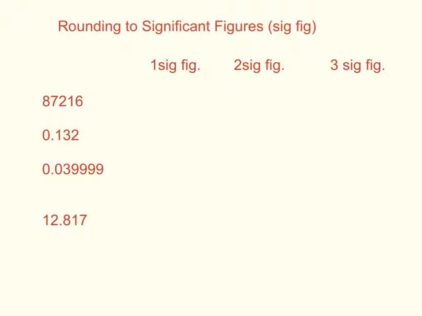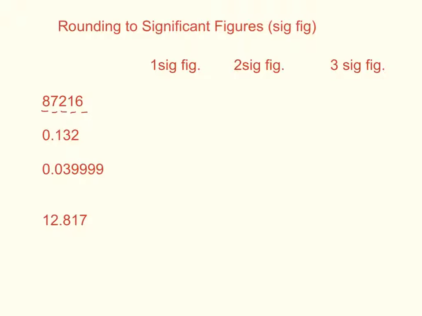In this video, we're just going to see how to round to significant figures. So we've got four numbers down the side, and then we're going to round each number first of all to one significant figure, two significant figures, and three significant figures. So the first one, at the minute, the number has 1, 2, 3, 4, 5 significant figures.